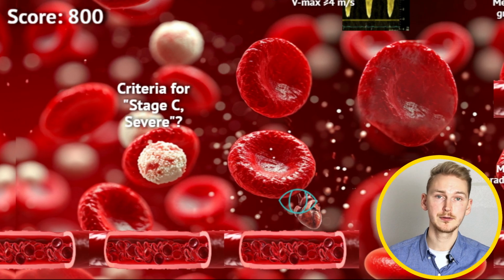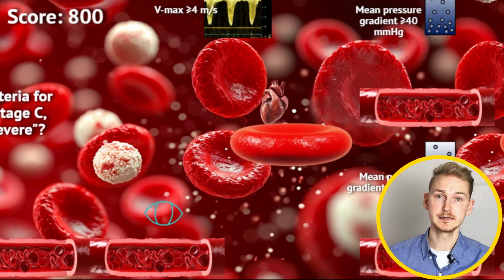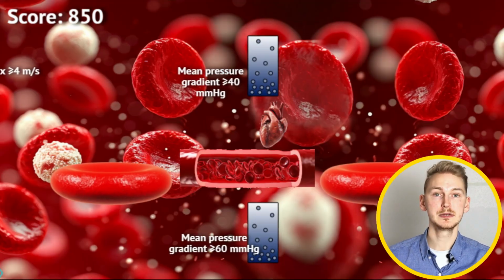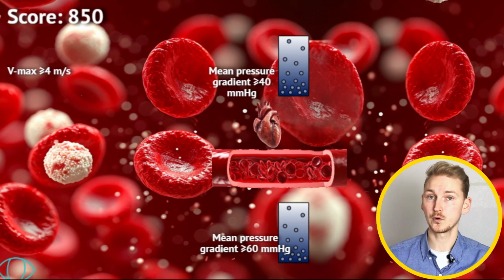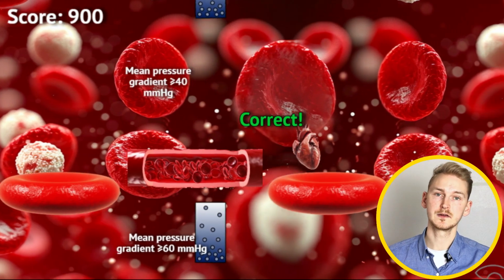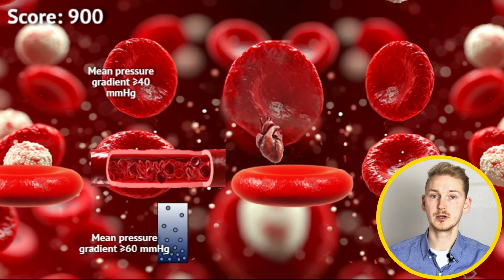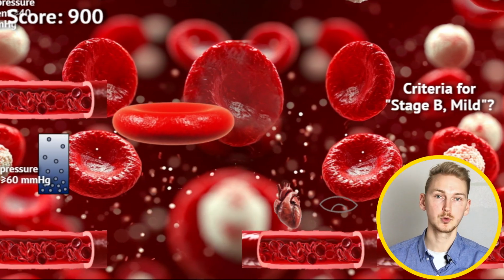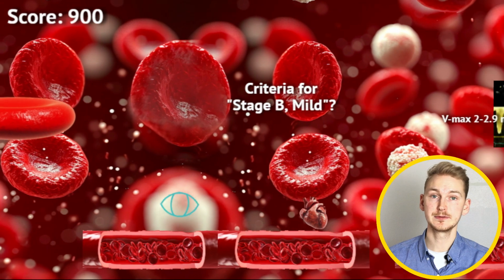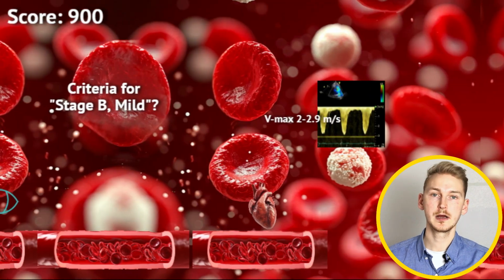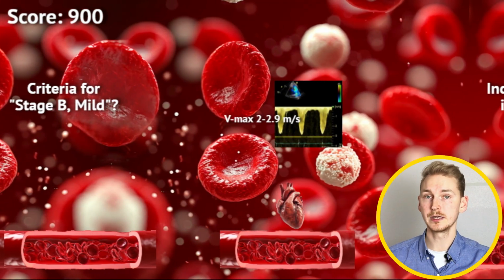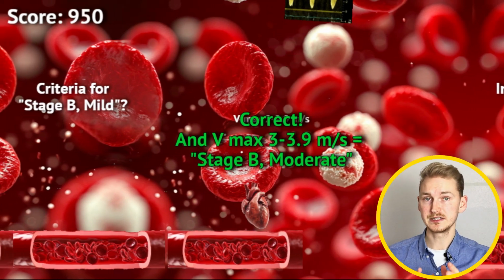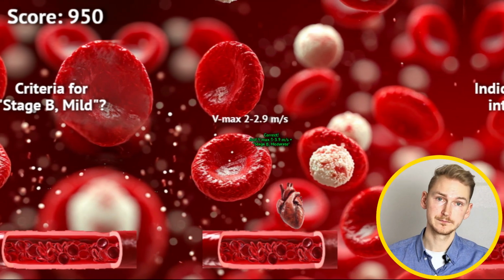Staging. What are the criteria for stage C, severe? A Vmax of at least 4 and a mean pressure gradient of at least 40. A mean pressure gradient of at least 60 indicates a very severe aortic stenosis. What are the criteria for stage B, mild? A Vmax over 2 but less than 3. If it's over 3 but less than 4, it would be a stage B, moderate.